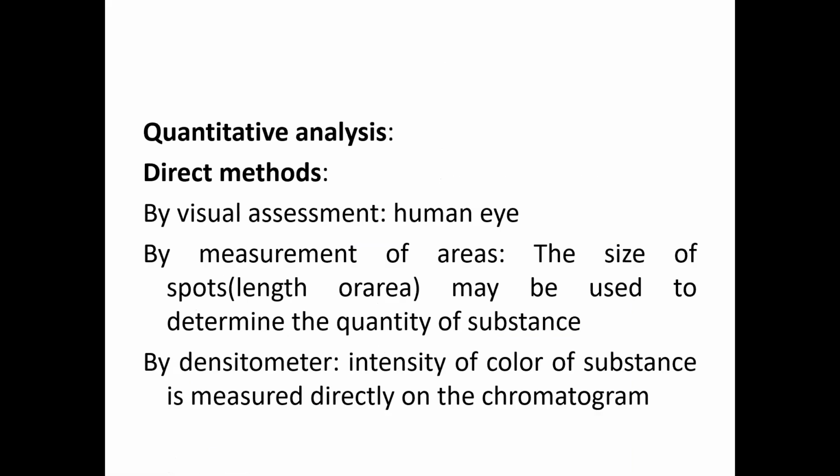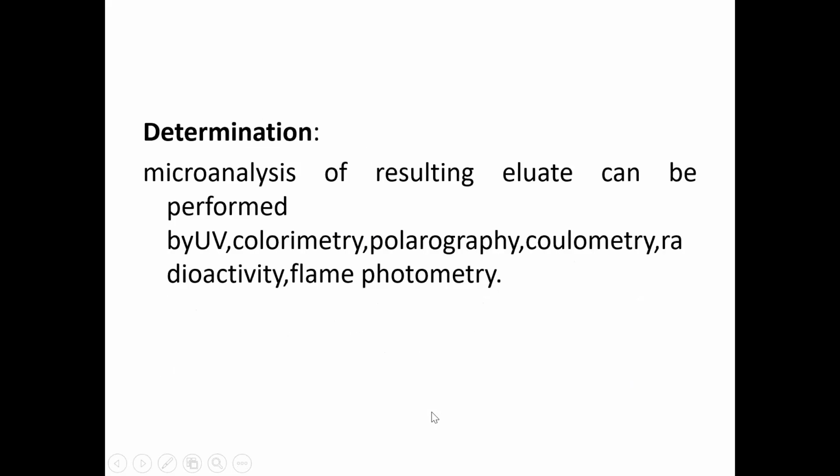These are the direct methods. By measuring the area of the spot, analysis can be carried out. The second method is by densitometer. The intensity of the color is measured directly on the chromatogram.